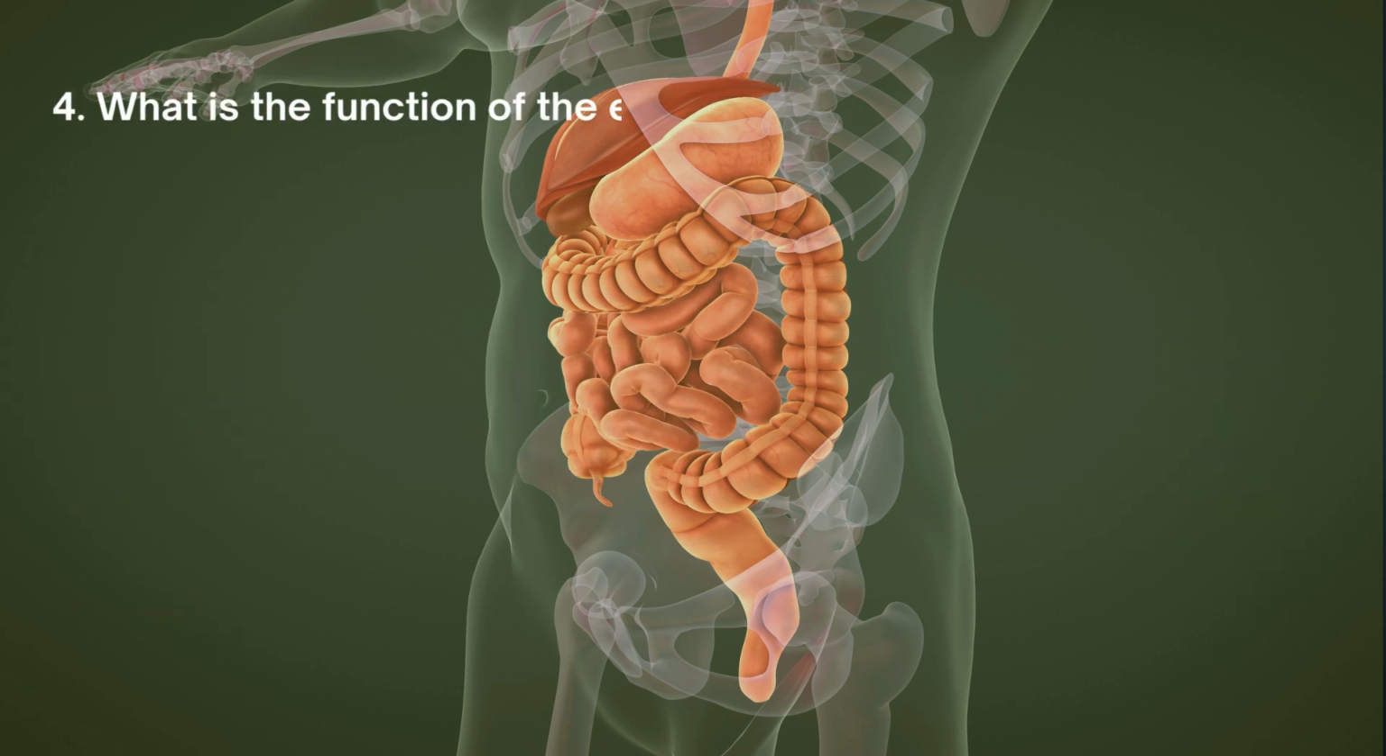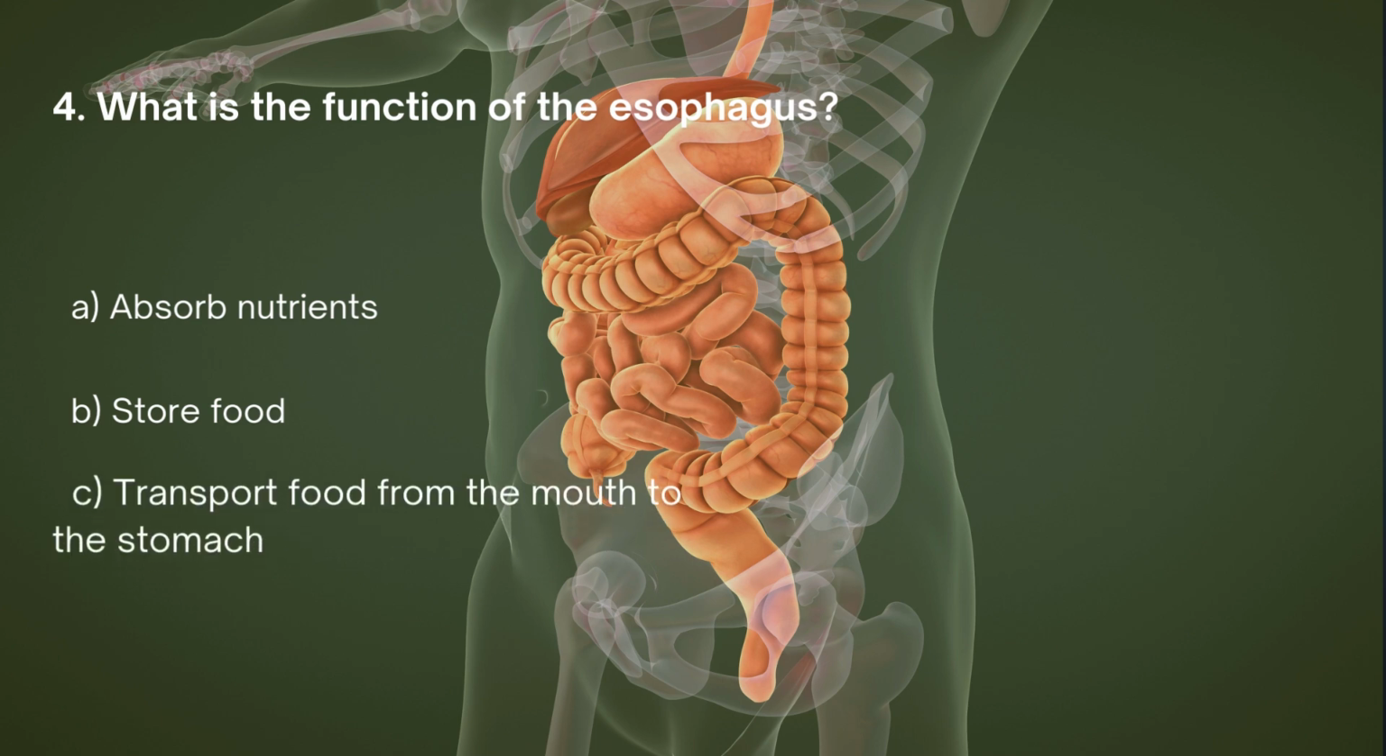4. What is the function of the esophagus? A. Absorb nutrients. B. Store food. C. Transport food from the mouth to the stomach. D. Produce digestive enzymes.